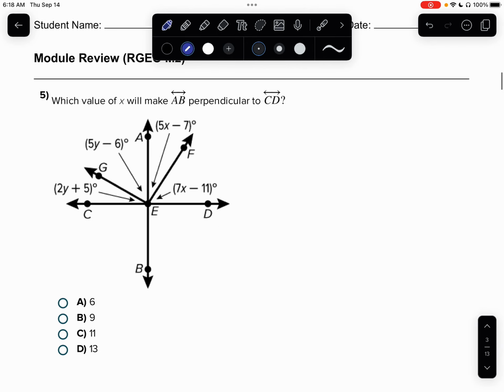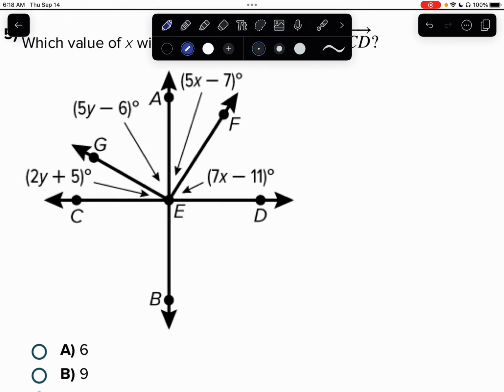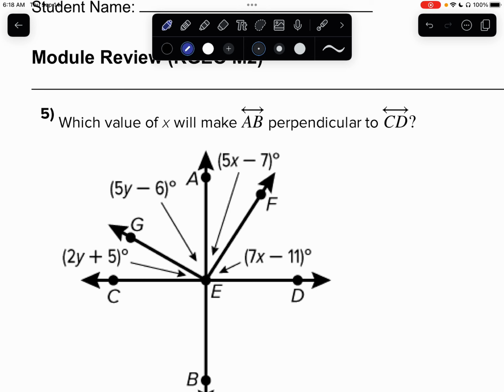All right, question number 5. Which value of x will make line AB perpendicular to line CD? So perpendicular forms a right angle. So that means that this has to be 90 degrees. It has to be a right angle. It means this over here on the other side would also have to be 90 degrees, but it's only asked about x. It did not ask me about y, and I see on the other side that it's y and y, so I don't really care about this other side. I only care about this side over here.